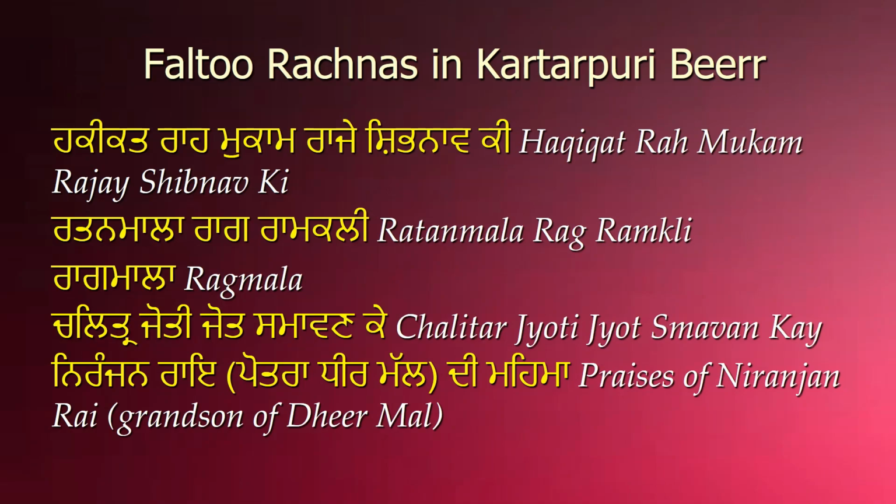In January of 1918, Bhai Kahn Singh Nabha, the author of the Sikh Encyclopedia, published a letter in the Panth Sevak newspaper wherein he narrated his experience of having examined the Kartarpuri bead. In that letter, he mentioned that the Kartarpuri bead contained the following faltu rachanas: Hakikat Ra Muqam Rajeshev Navki, Ratanmala, Rag Ramkali, Ragmala, Chalittar, Jyoti Jyot Samavan ke, and Niranjan Rai Potra Tirmal, the Mahima or praises of Niranjan Rai, the grandson of Tirmal.